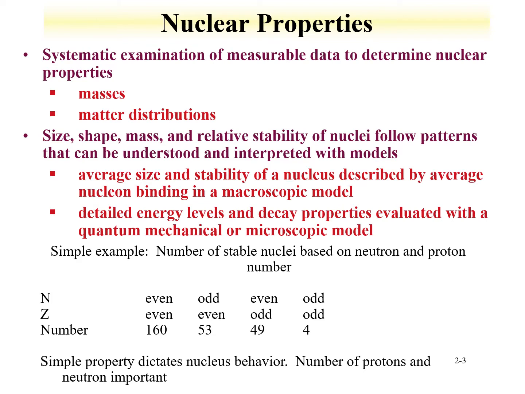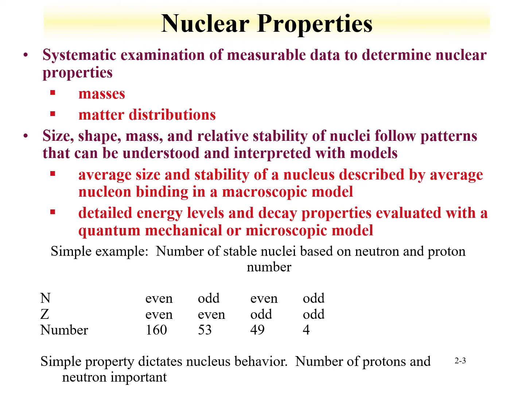So fundamentally, size, shape, mass, and stability of nuclei follow patterns that can be understood. And once you have these patterns and you understand them, one develops models so that these trends can be described. So you interpret that data. That's a classic method that's been used in nuclear physics, and we'll describe how that pattern is used not only for these fundamental nuclear properties, but in methods where one evaluates decay of nuclei, trying to understand how decay occurs.